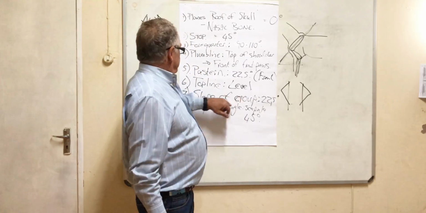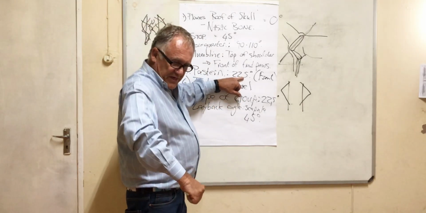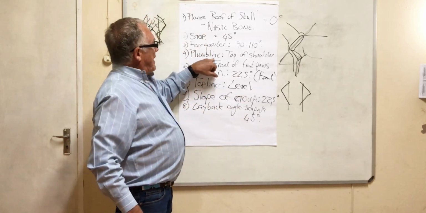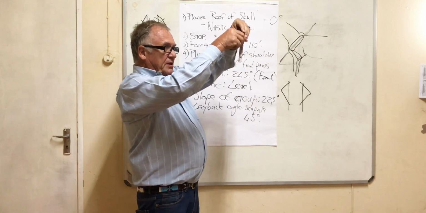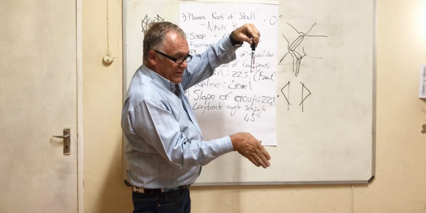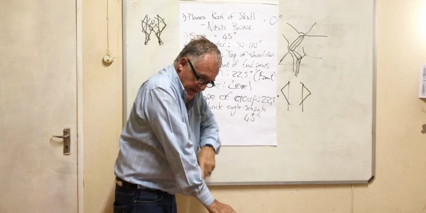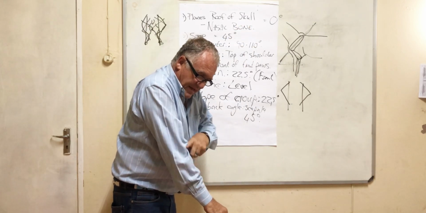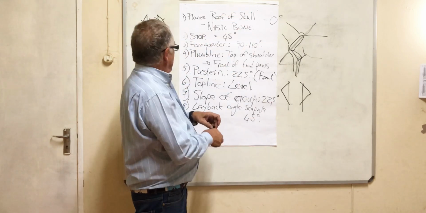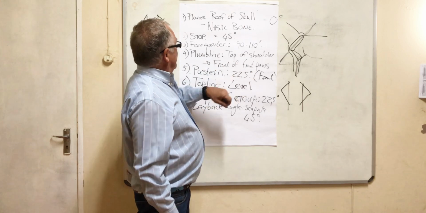Topline, level. Pasterns in front. This little piece, 22.5 degrees. Plumb line, it's the top of the shoulder, the tip of the shoulder at the top, right down to the ground must align to the front of the foot, the front of the forelimb. It must be on the same line going down to the front of the front paws.